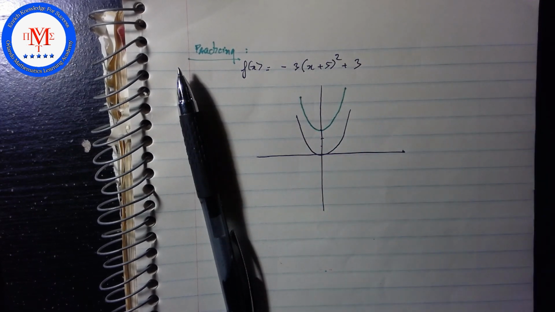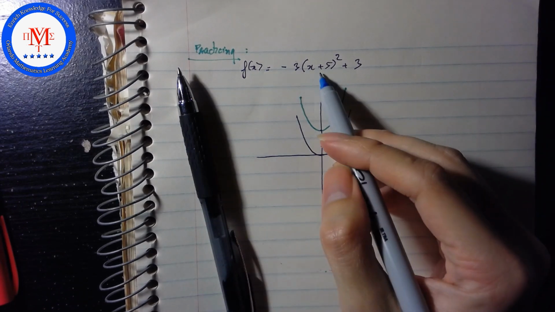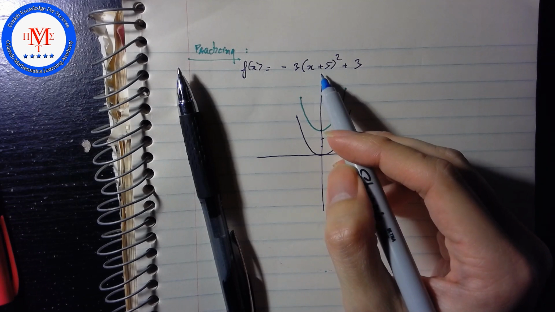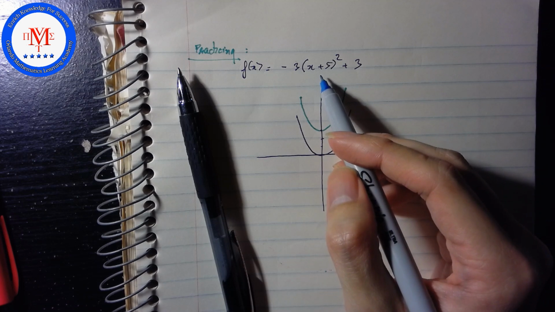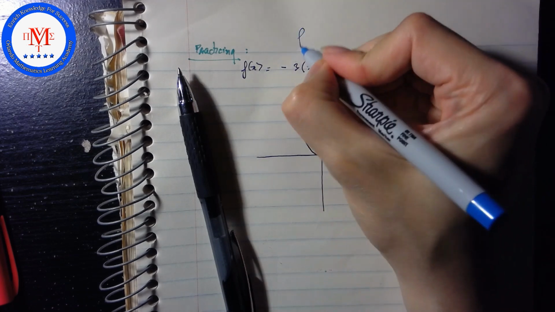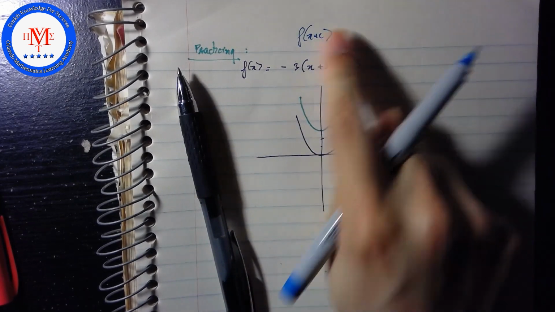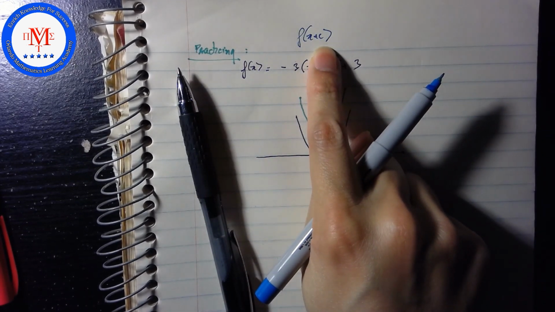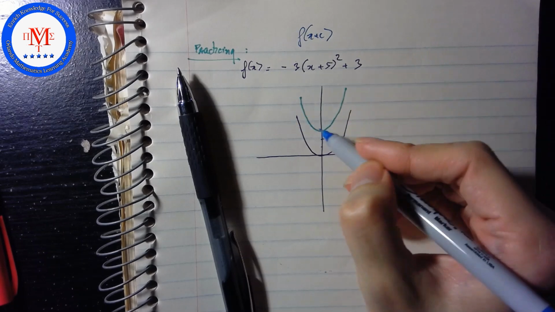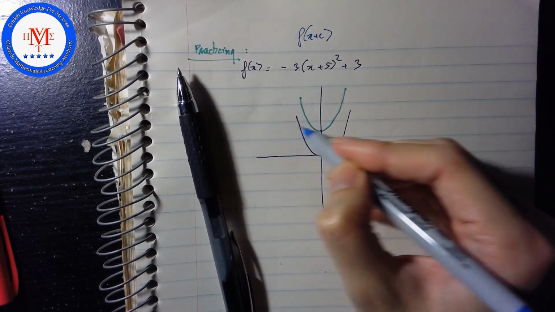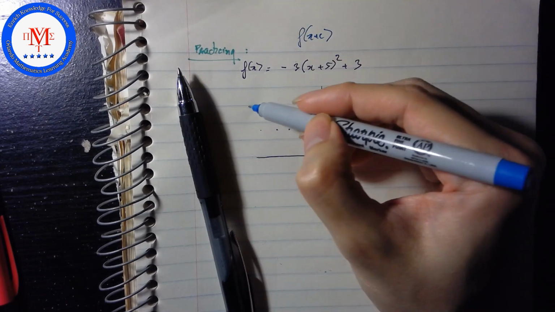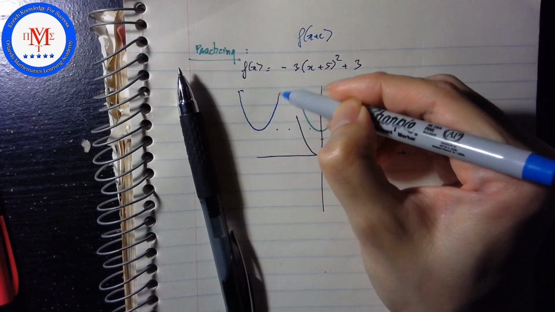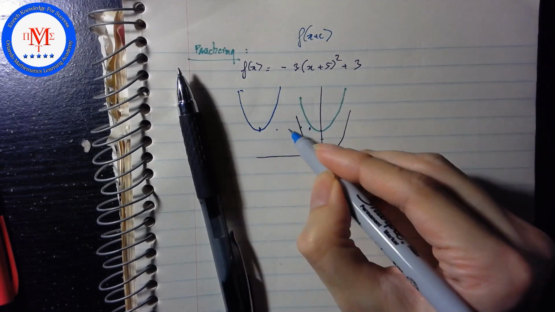Then I move to the right 5 units, because this is in the form f of x minus c. So I move to the right 5 units: 1, 2, 3, 1, 2, 3, 4, 5. So it becomes this. Move to the right 5 units.